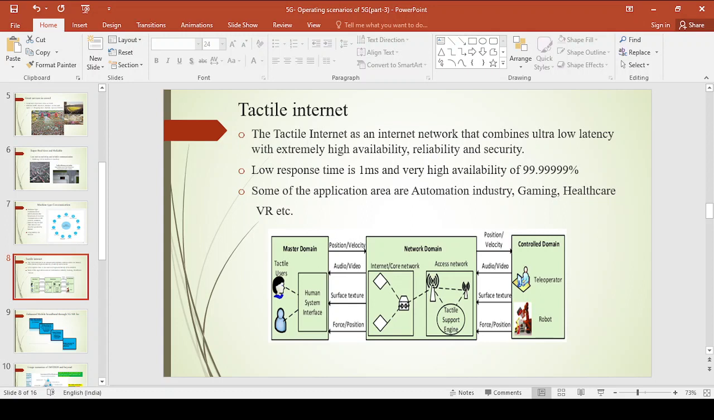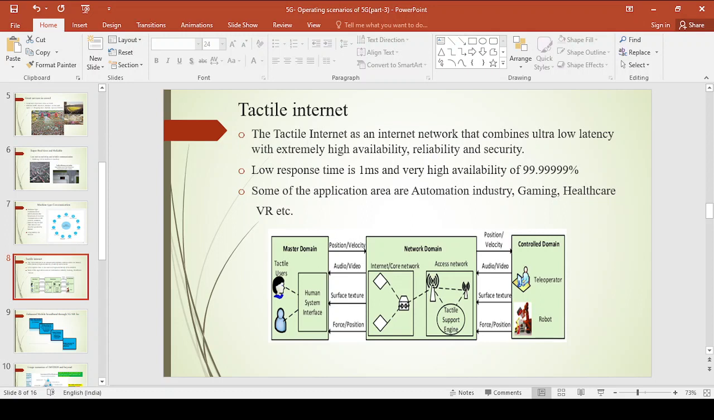Now what is meant by tactile internet? It is an internet network. The tactile internet is an internet network that combines ultra low latency with extremely high availability, reliability and security. That means it should provide low latency with high availability, high reliability and high security also. The response time should be less. That means the user can access the internet with very little delay, and it should provide very high availability of 99.99%.